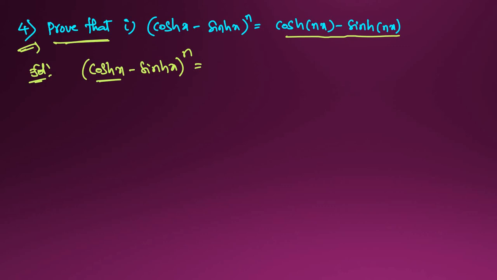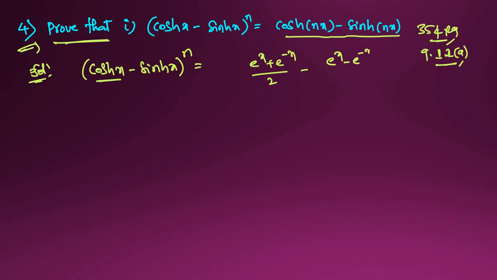In the definition, you will find it on page number 354. You will go through there, 9.1.1a. I already told you this formula. So here we will use cos hx, the hyperbolic cosine rule, which is e power of x plus e power of minus x divided by 2, and minus sin hx, which is e power of x minus e power of minus x divided by 2.